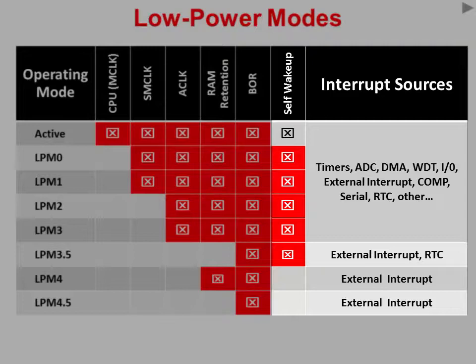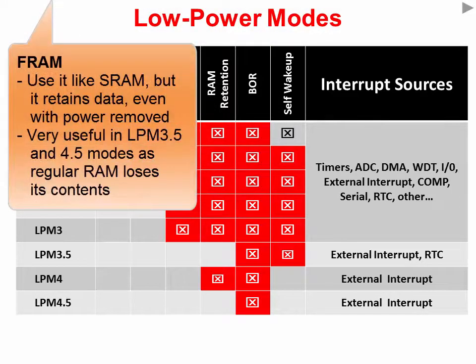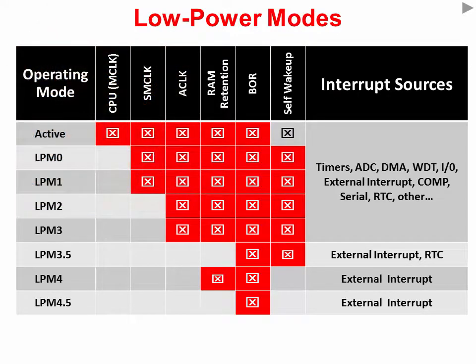But these 4 and 4.5 modes require some external event in order to wake them up from sleep. As a final note, many low power enthusiasts really value TI's FRAM based processors because FRAM can be used like traditional RAM but doesn't lose its contents, even in LPM 3.5 and 4.5 modes. In fact, for many users, FRAM has actually made these lowest power modes more usable.